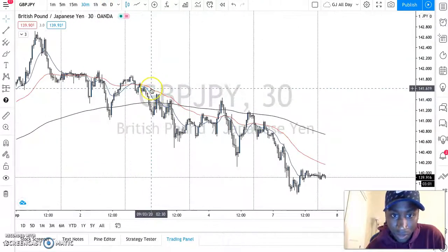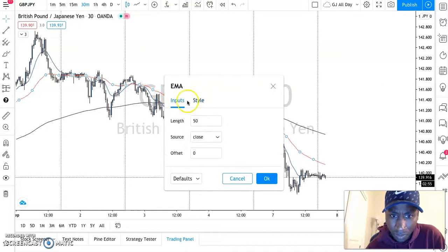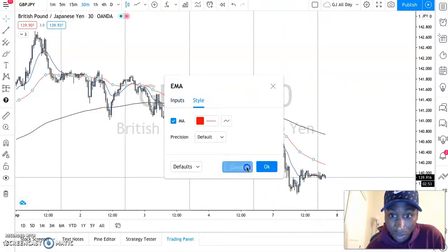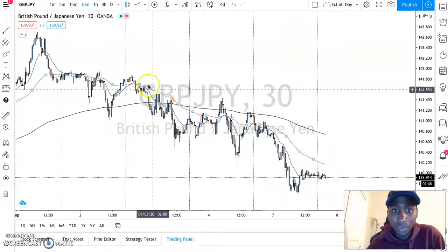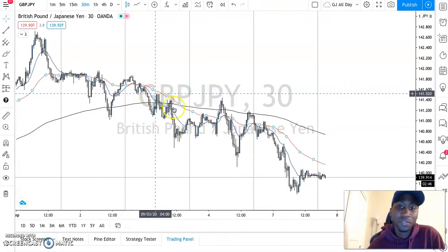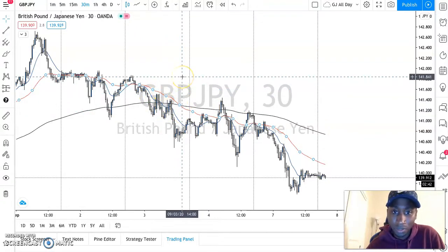See how the red is the 14, if I'm not mistaken. No, the red is the 50. So basically, when the 14 is under the 50, you're looking to sell. When the 14 is over the 50, you're looking at buys. It's really that simple.